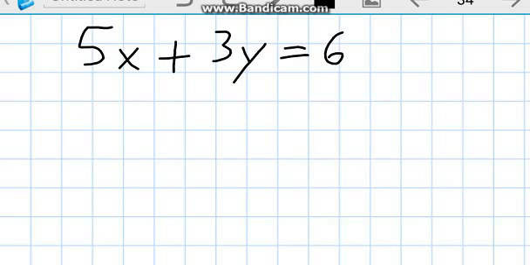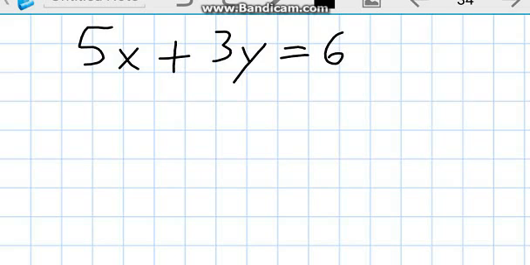Hello everyone. In this video we will be graphing a linear equation. So we have this linear equation, 5x plus 3y is equal to 6. In order to correctly plot the graph for this linear equation, we need to convert it from the general form into the slope-intercept form. The way we want to go about that is to algebraically rearrange the problem so that we're solving for y.